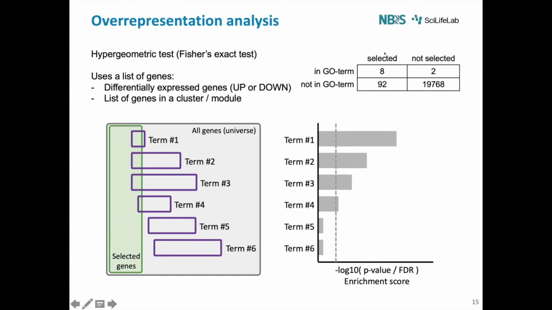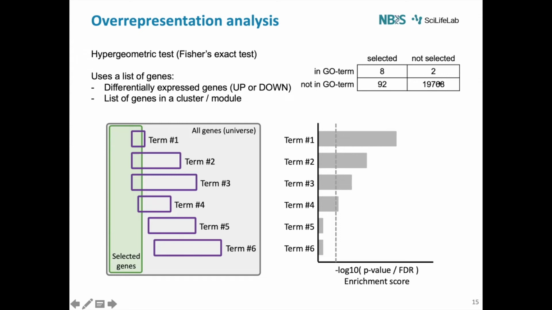These are the genes that were selected, differentially expressed or not, or belonging to a cluster, and the ones that were not selected. And then I check how many of those genes are in a particular gene ontology term or not in that term. So you can see, for example, among the 10 selected here, 8 out of 92 are inside the gene ontology term, and most of them are inside my selected list. That will give a positive answer to my question that these terms are actually enriched, because most of my genes actually belong to a gene ontology term.